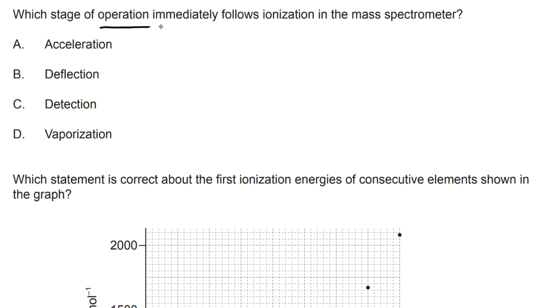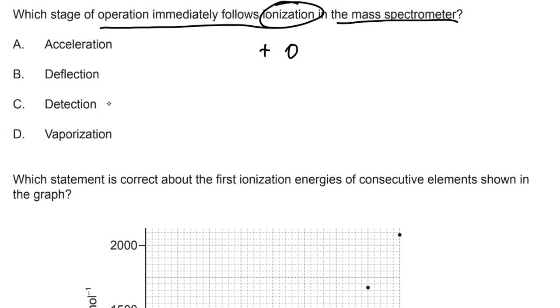Okay, this question's a bit weird, I think. Which stage of operation immediately follows ionization in the mass spectrometer? In a mass spectrometer, we have ions formed of a molecular compound, and they're generally positive ions, and then the neutral atoms remain. So I think mass spectrometers don't deflect particles. Deflecting particles is something else. Wait, no, it is deflection, right?